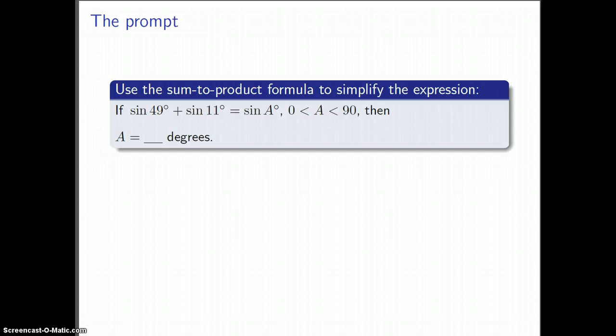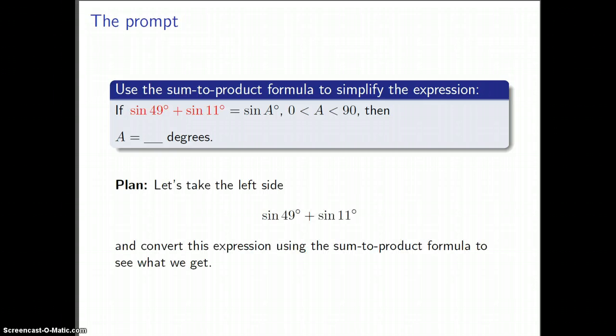Alright, in this video we're going to go over the solution of WebWork number 13, problem 5. The question was, use the sum to product formula to simplify the expression sine of 49 degrees plus sine of 11 degrees is equal to sine of something, and that something is called A. It's an angle written in degrees between 0 and 90.